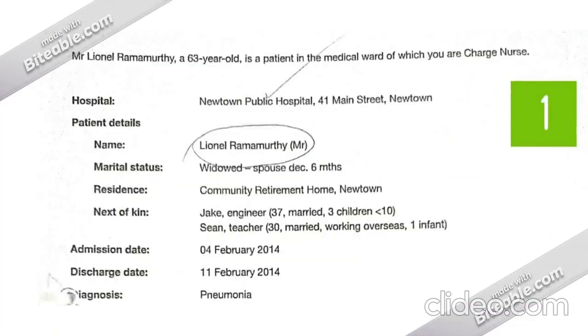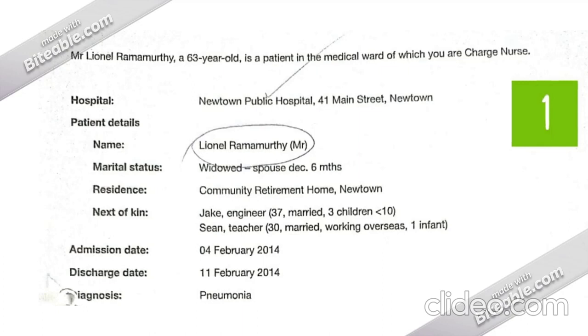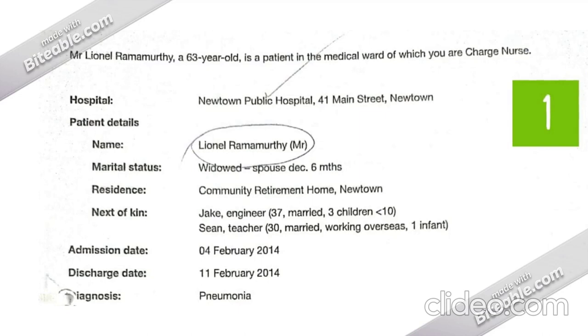Always when you start to read the question paper, you have to read the writing task first. So for your information, I will tell you what the writing task is. Using the information given in the case note, write a discharge letter to Miss Georgine Ponsford, resident community nurse at a community retirement home, 103 Light Street, Newtown. This letter will accompany Mr. Ramamurthy back to the retirement home upon his discharge tomorrow. So this is the writing task.